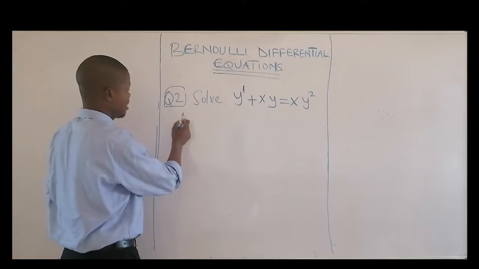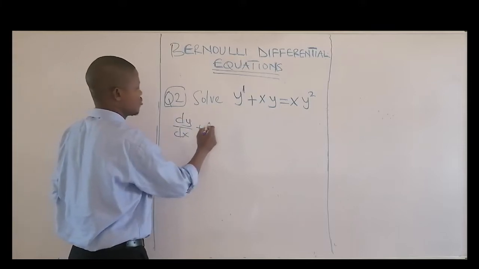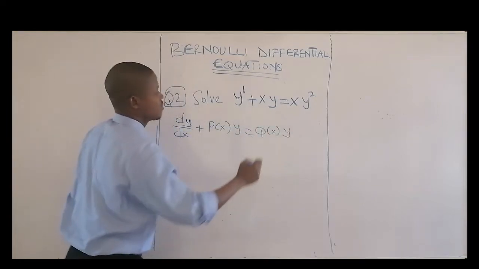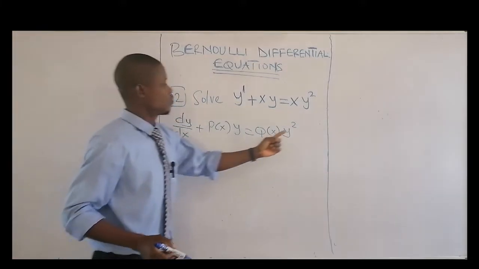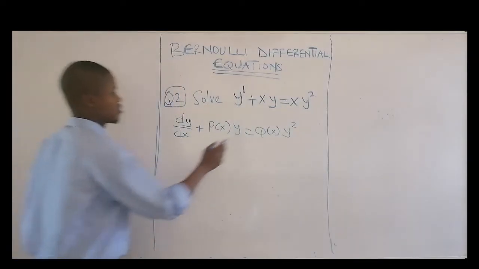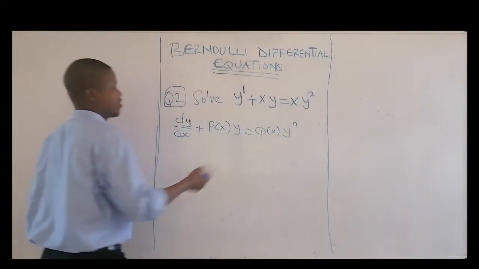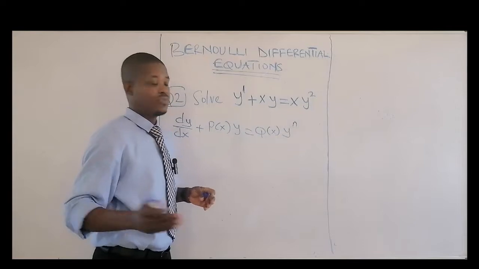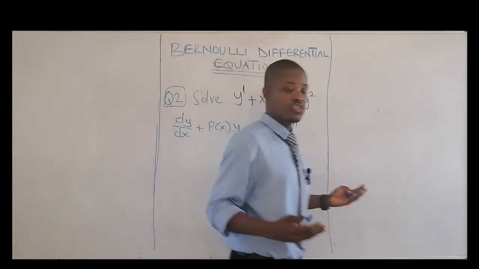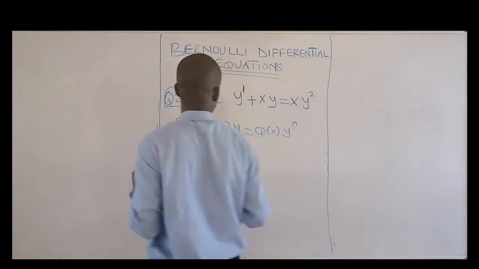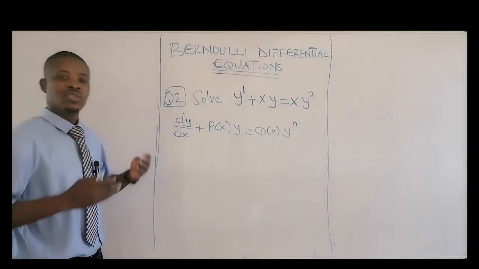This conforms to the general equation of Bernoulli: dy/dx + p(x)y = q(x)y^n. And you can see n is not 1; the power is 2. So this is a Bernoulli equation, and this is n. We have said that for a Bernoulli equation, n cannot be 0 or 1. If it's 0 or 1, the equation becomes a linear differential equation. So without wasting time, the next thing to do is to go to the steps in Bernoulli equations.